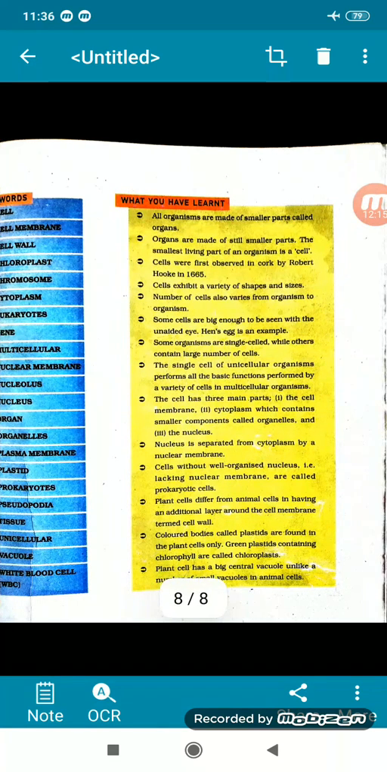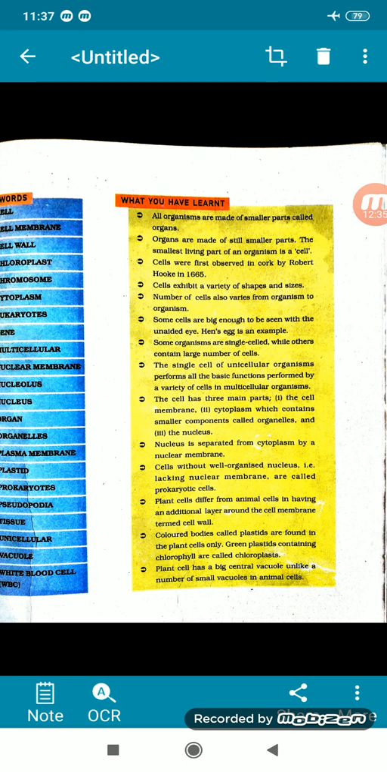And last we go to the summary. All organisms are made up of smaller parts called organs. Organs combine to form tissues. Tissues are made up of smaller parts. The smallest living part of an organism is called a cell. Who discovered a cell? Robert Hooke in 1665.